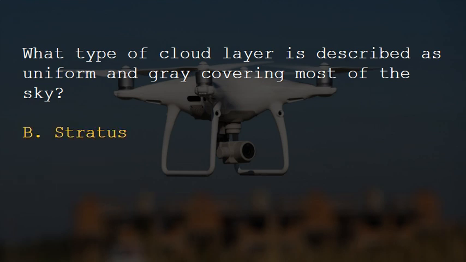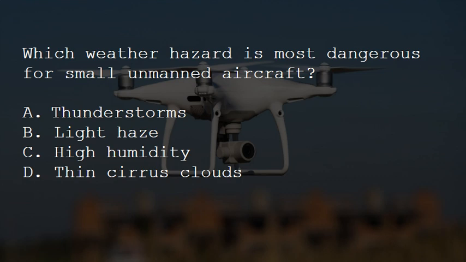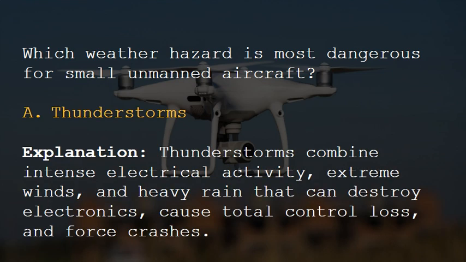The answer is B. Stratus. Which weather hazard is most dangerous for small unmanned aircraft? The answer is A. Thunderstorms.